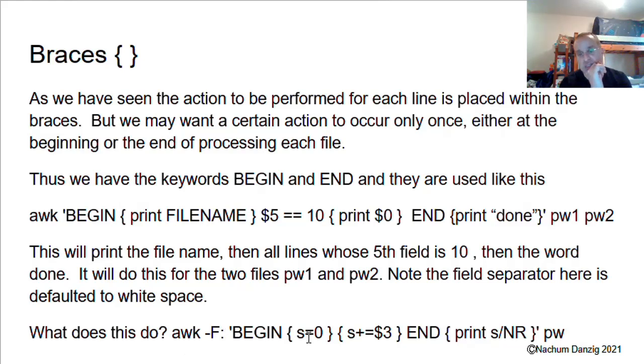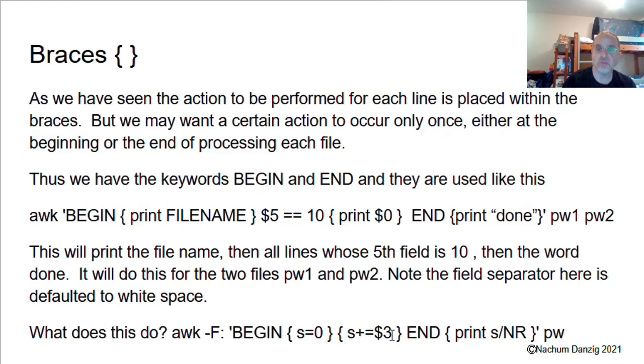BEGIN {S=0}. Here I'm not printing at the beginning; I'm setting a variable. Notice this looks a lot like C++. S equals 0, and then S += $3. That means S equals S, which originally was 0, plus the third field. If the third field is a number, like 7, then I add 7 to 0. I'll do this for every row because the BEGIN is only in the first braces.